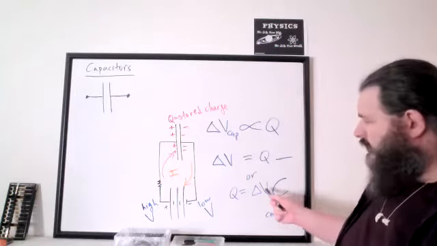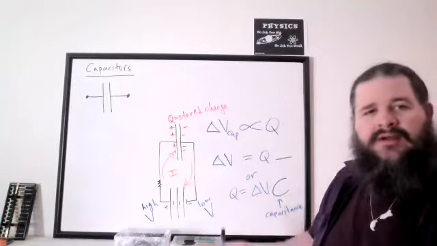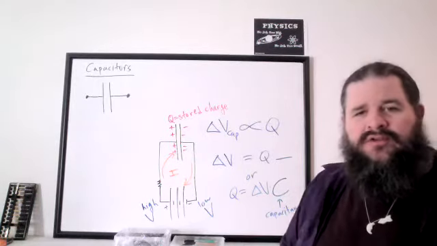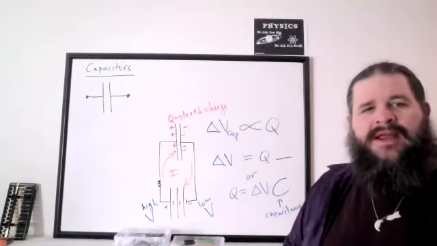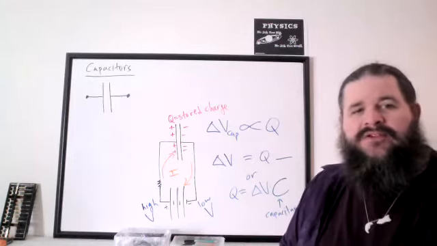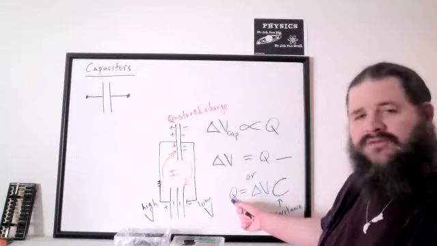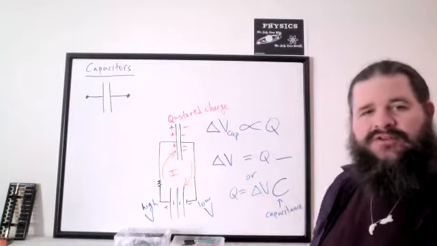Capacitance is this quantity you can multiply by voltage difference to tell you how much charge the capacitor stores. And you can think of capacitance as being like the measure of the efficiency of the capacitor, how good the capacitor is at storing charge. Lots of capacitance means it will store lots of charge for only a little bit of voltage difference.